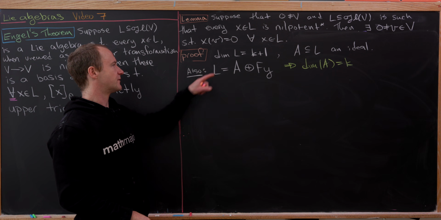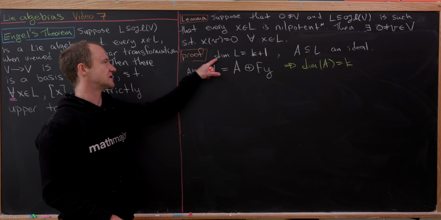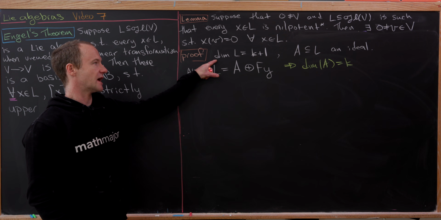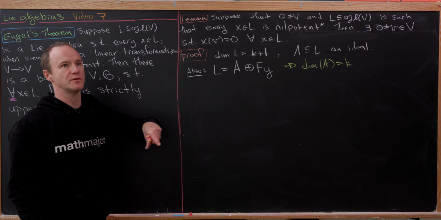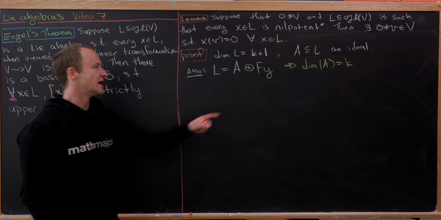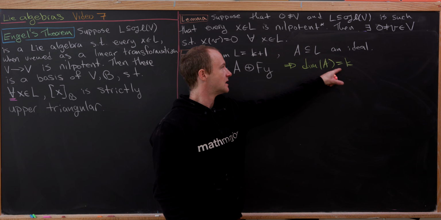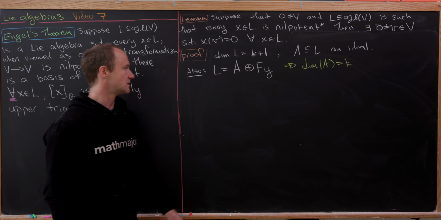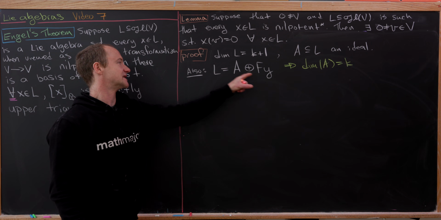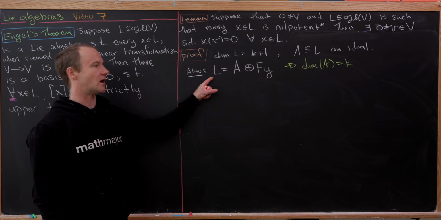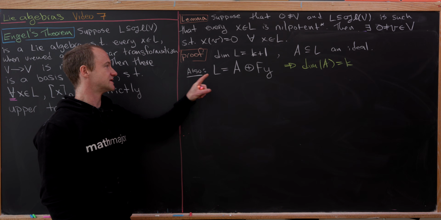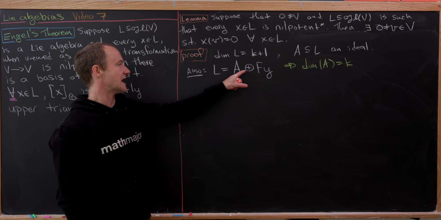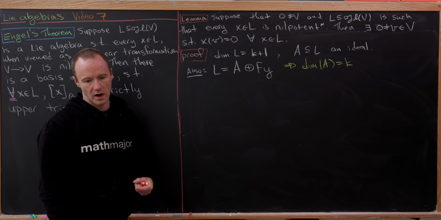So what did we do so far? We had a k plus 1 dimensional Lie algebra L. And what we did is showed that the maximal subalgebra had dimension k. It was also an ideal. And we were able to thus decompose L as follows. And that is that L was equal to A plus Fy.